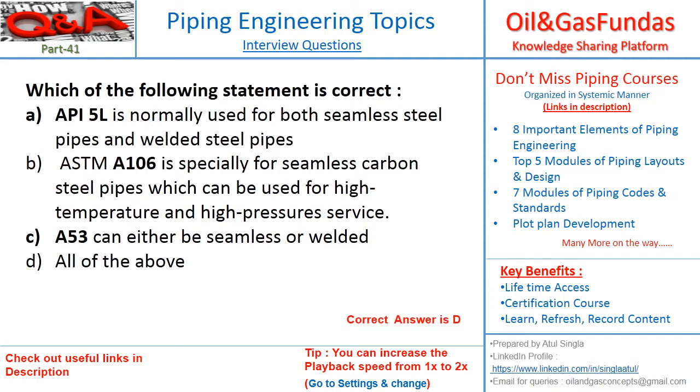The correct answer is D. These three statements are talking about three different material standards. These are the things which we need to remember. API5L is used for both seamless as well as welded. This we have to remember. A106 covers seamless pipe only, which are used for high temperature and pressure services. This also we have to remember. A53 can either be seamless or welded. This statement is also true. So all of the above is the right answer.